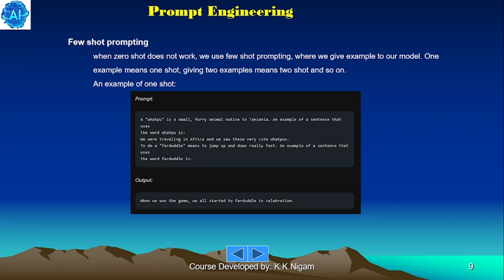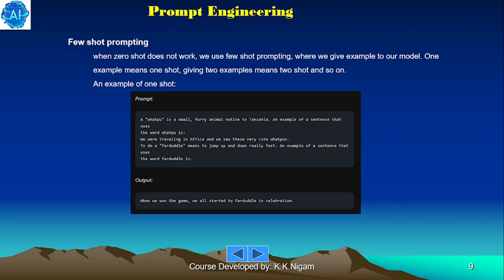Now, few-shot prompting. When zero-shot does not work, we use few-shot prompts, where we give examples to our model. One example means one shot, giving two examples means two shots, and like that you carry on. An example of one shot could be: a watpu is a small furry animal native to Tanzania. An example of a sentence that uses the word watpu is: we were traveling in Africa and we saw these very cute watpus.